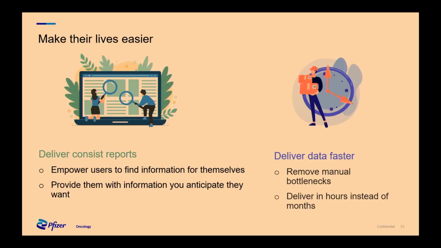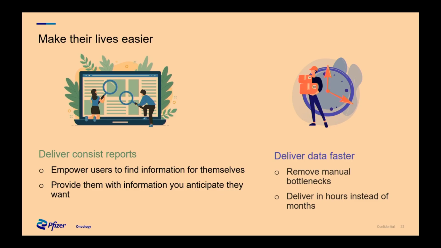Another way in which we enhance system adoption is by making our users' lives easier. By delivering consistent reports, we allow people to work independently and find the information they need for themselves. Also, if we anticipate what information they might want, we further allow them to work on their own, so they don't need to come back and ask us questions all the time. And if they're able to find information for themselves, we're able to deliver data faster.